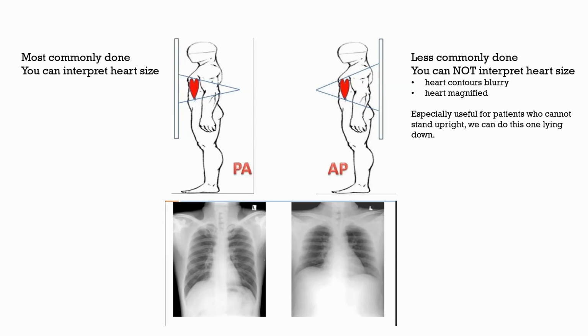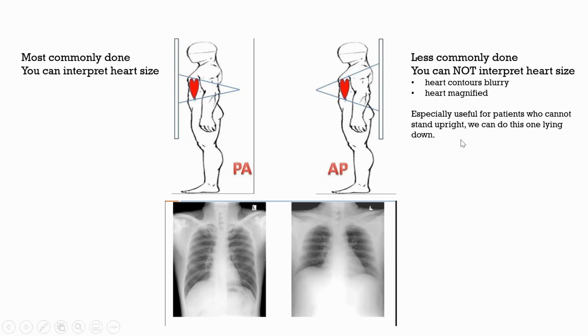This is really good because you can interpret the heart size, because the heart is really close to the film. So it means that you can properly see the heart. Whereas the other version is anterior posterior. So it means X-rays coming from the chest and it's printing on the back. The screen is at the back essentially, okay? And as you can see, because the heart is far away from the screen, it's very blurry.